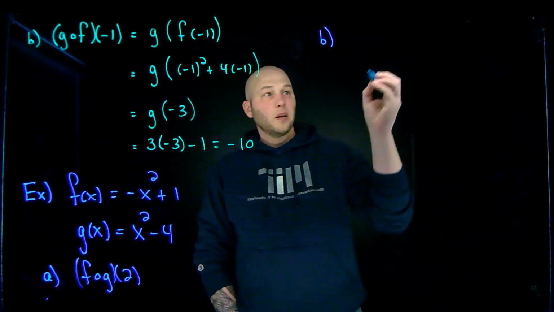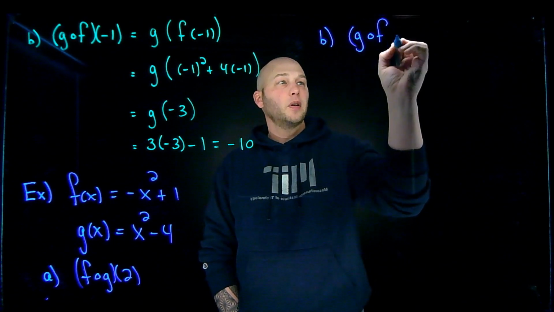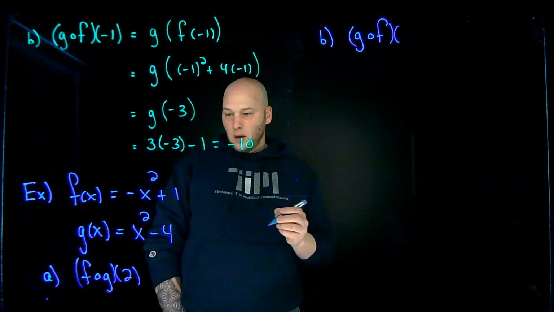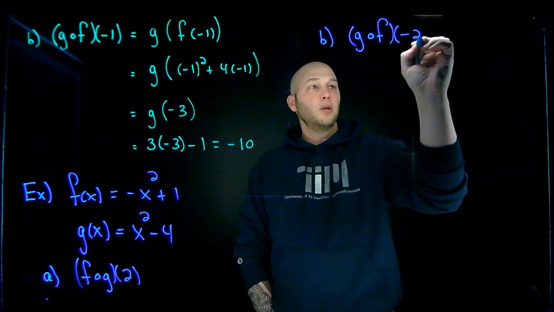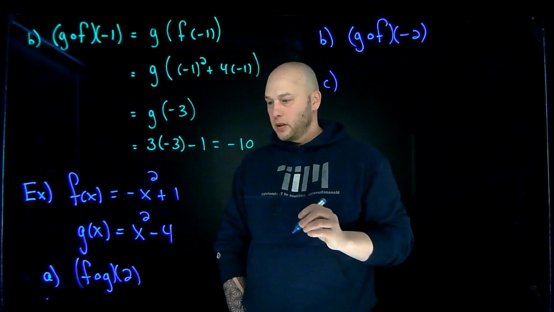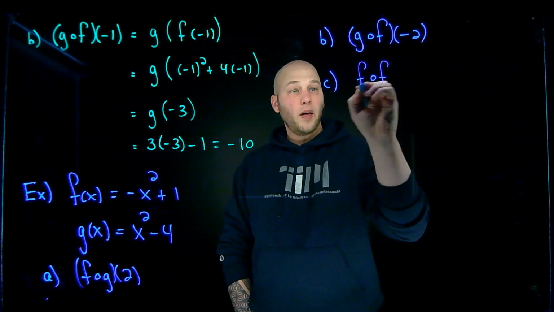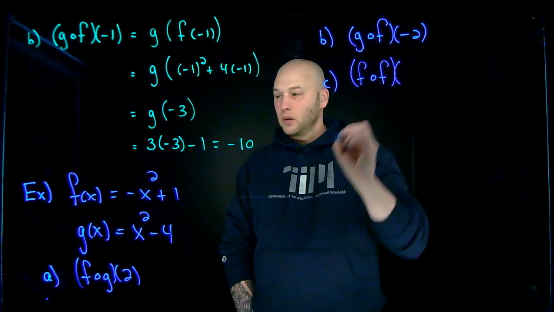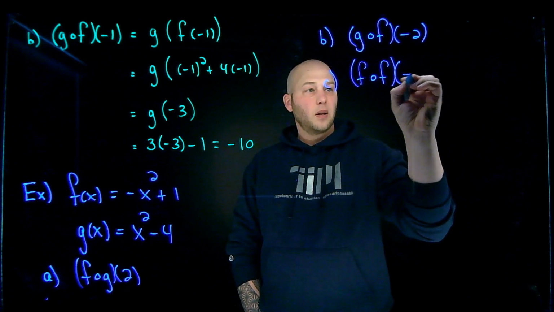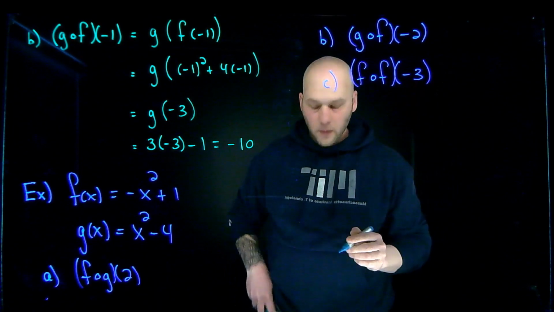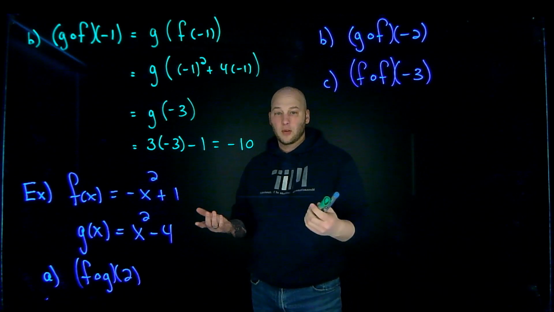Part B, let's do g composed with f of -2. And then part C, do f composed with f of, let's say, -3. Okay. So go ahead, pause the video, and resume it after you try them.